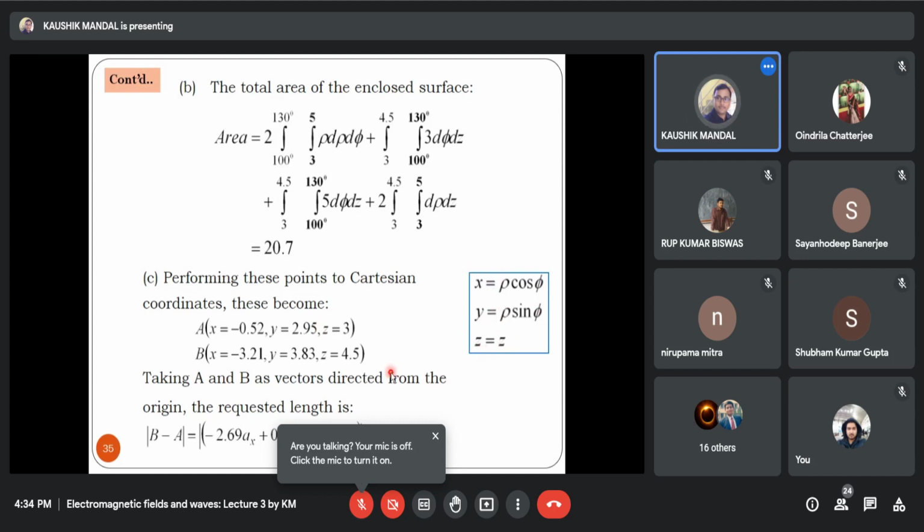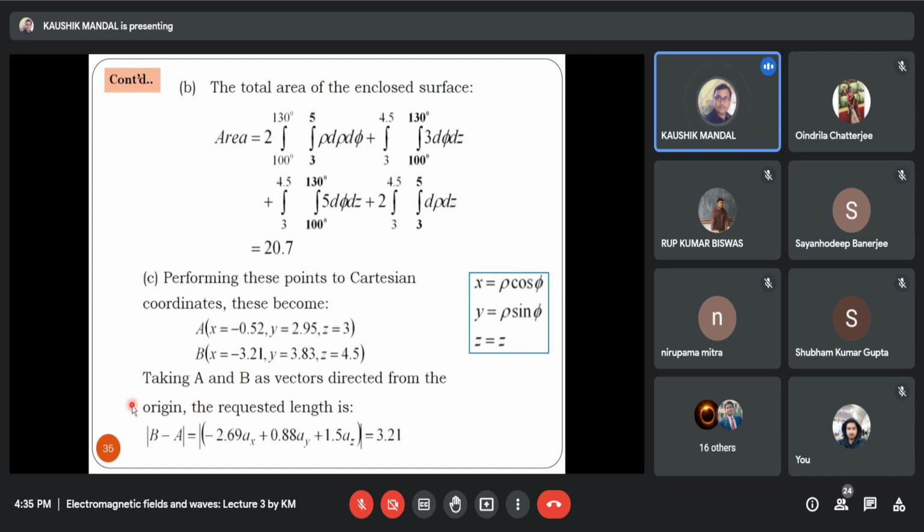Then you find another point B on the other cylinder, with a height of 4.5. Once again, you use these equations: x equal to rho cos phi, y equal to rho sin phi, z equal to z. Since z equal to z, it is 4.5. You put in the value of rho, and phi is most probably 130 degrees for the second cylinder. So accordingly you will be able to find the 2 points. Point A is on cylinder A, and point B is on the surface of cylinder B.